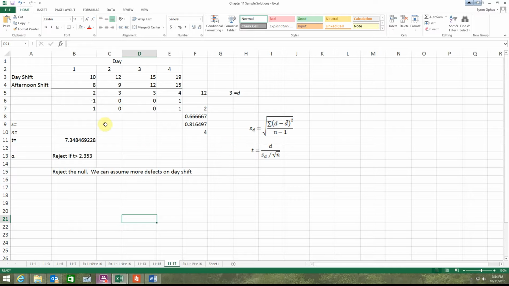Okay, so I've just entered the data like they have it presented in the book, and your guys' is similar for 18, so I put it in the data. I got 10, 12, 15, and 19 in the day shift, and 8, 9, 12, and 15 for the afternoon shift.